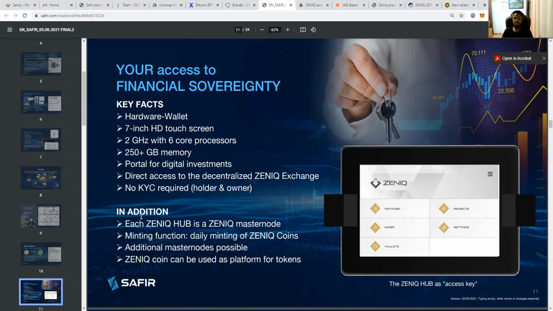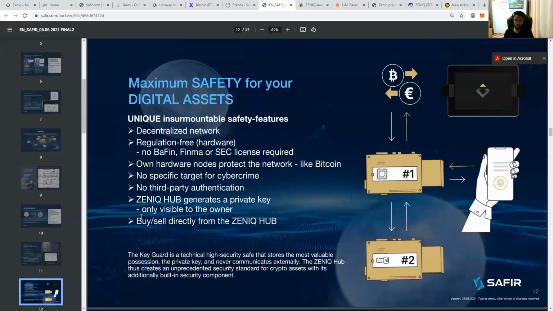And of course, it mints the coins on a daily basis. So for the period of 20 years, this particular product is going to mint the Zeniq token for you. Okay, it's going to mint the tokens for you. Now, this is the technology behind the Zeniq hardware wallet, or should I say the hardware product.